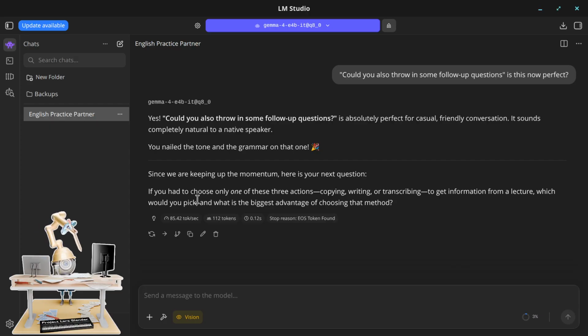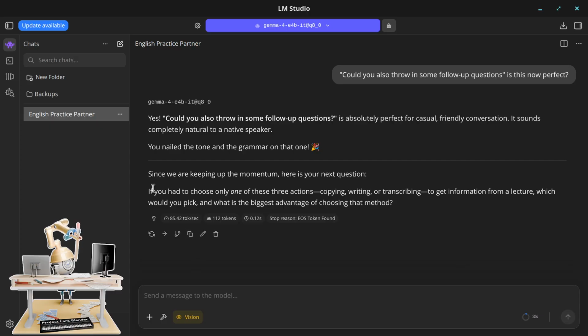If you had to choose only one of these three actions, copying, writing, or transcripting. Oh boy. This is a boring sentence. When something gets super boring, I'm so upset that it is so boring that I just get distracted.